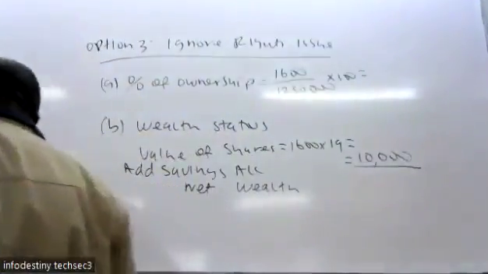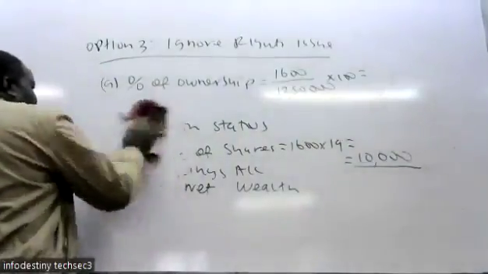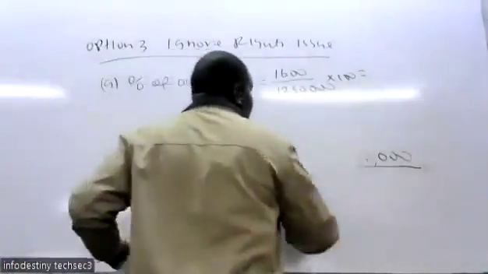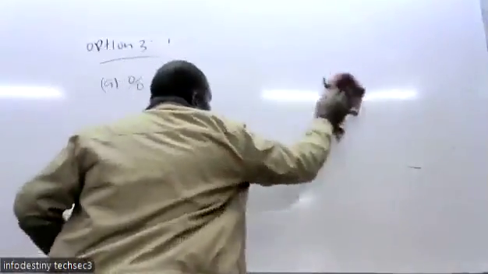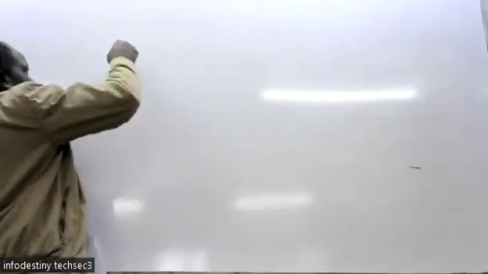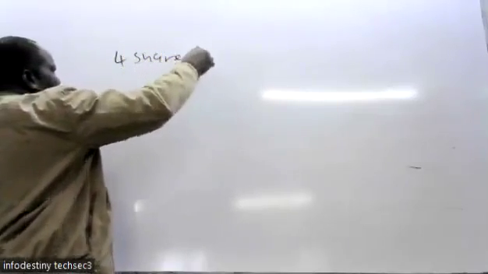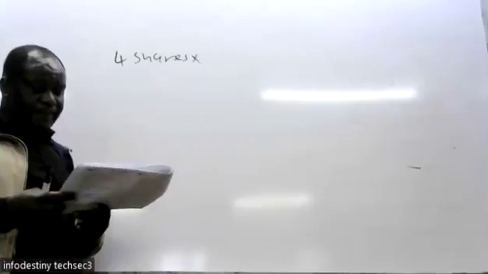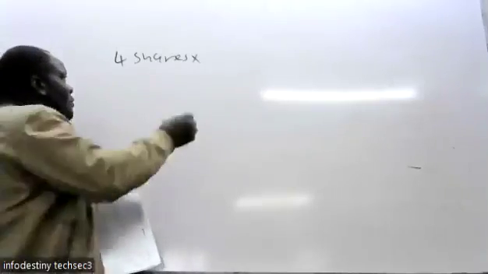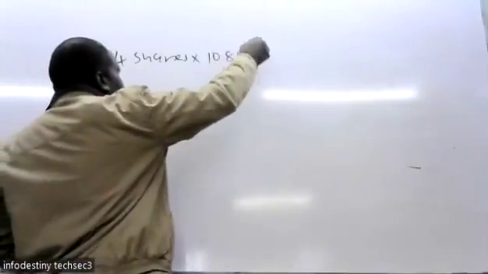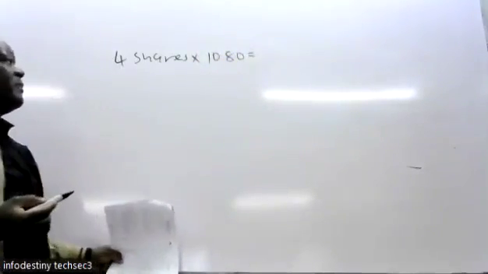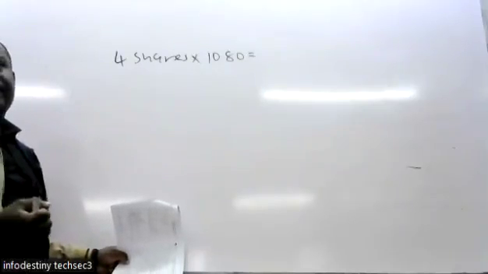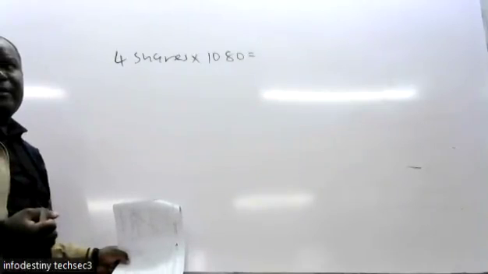So the first item is the theoretical ex-rights price. To calculate it is easy, because we use the shorter formula and the question has given you the number of rights. How many rights are there? The 4 shares, value them at the current market price. They have said the current market price is 10.8. So you take 4 shares multiplied by 10.8.